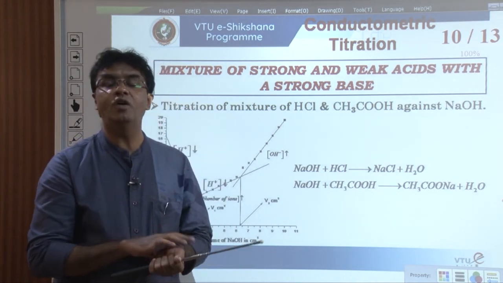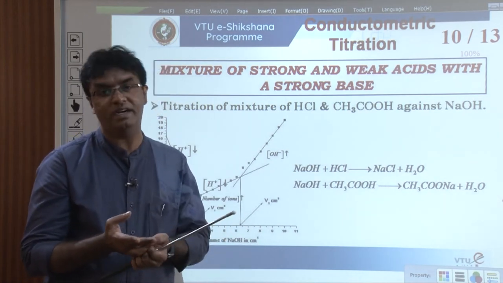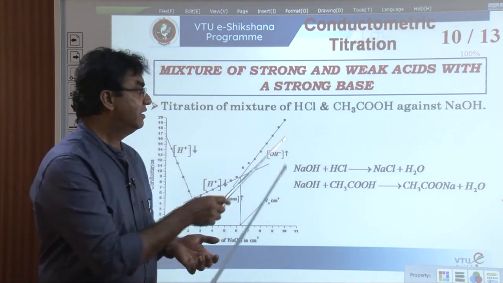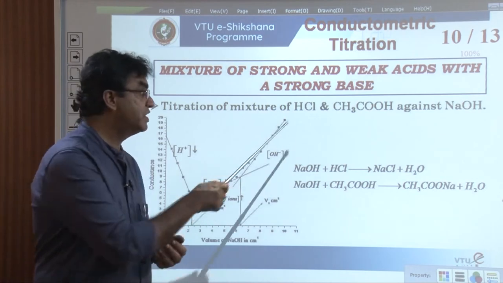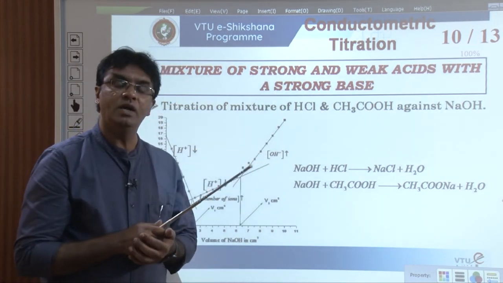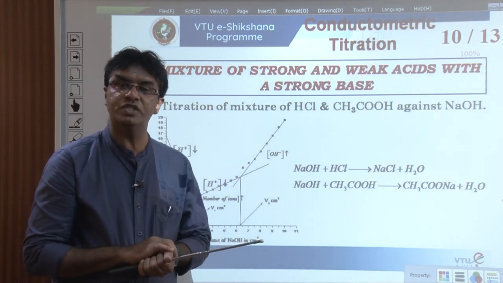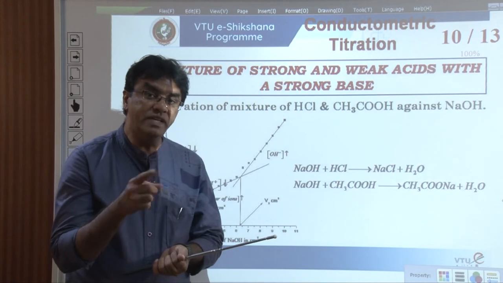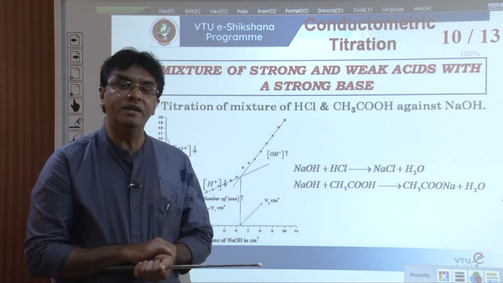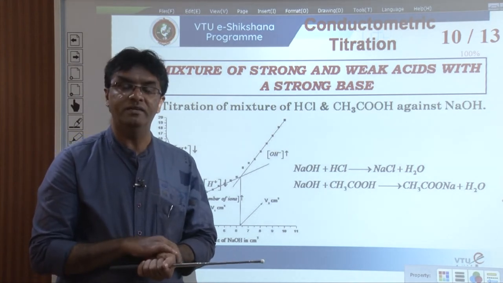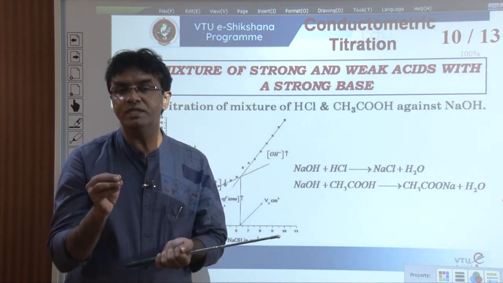So how much conductance may we generally get? Are we going to get a lower conductance value or a higher conductance value? See here, the beaker contains acid mixture. What acid mixture? A mixture of HCl and acetic acid. Out of these two acids, as all of you know, HCl is a strong acid and also a strong electrolyte. Acetic acid is a weak acid and also a weak electrolyte. So HCl, being a strong electrolyte, dissociates completely, whereas acetic acid, being a weak electrolyte, dissociates partially.